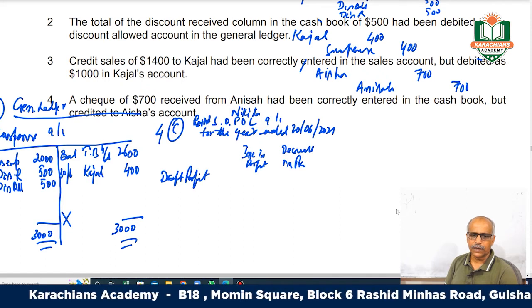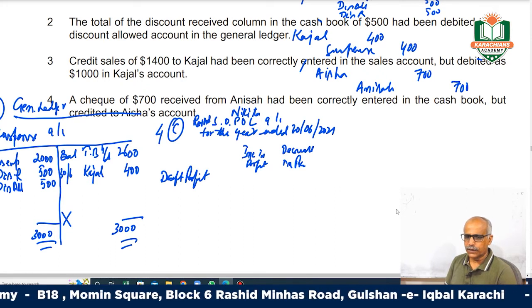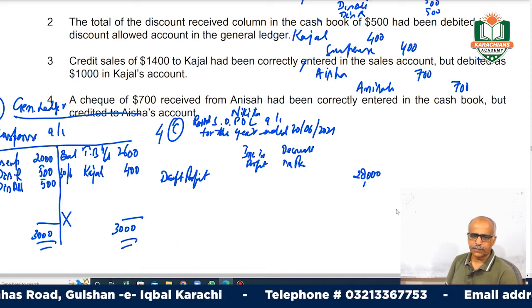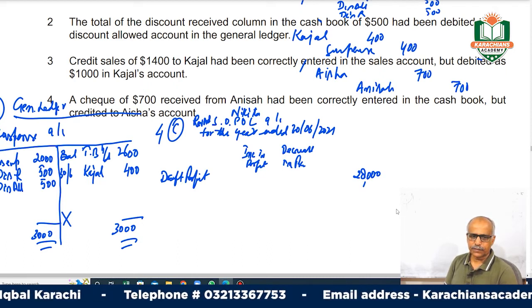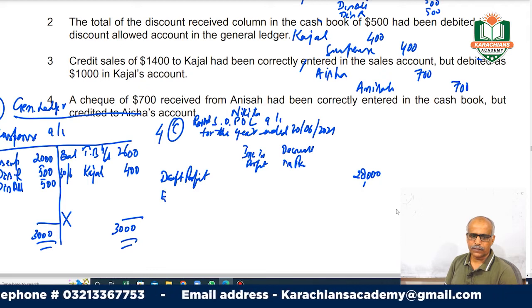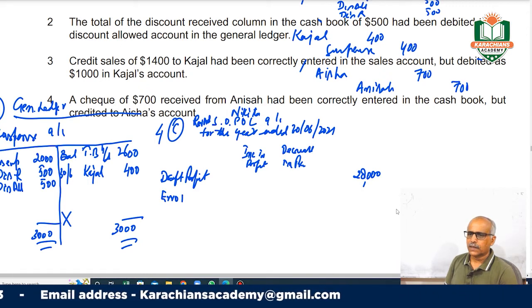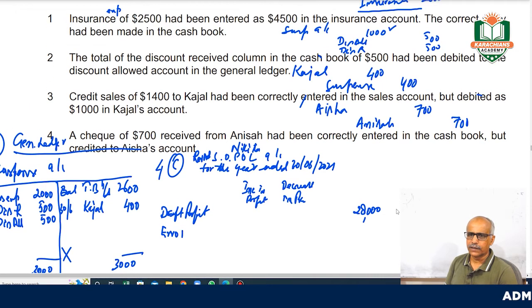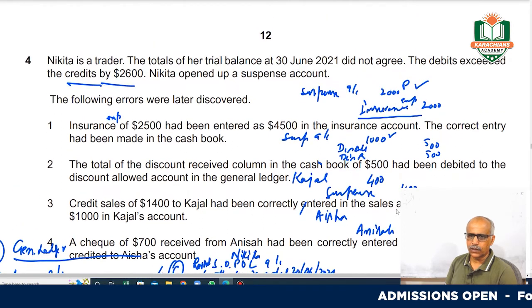They have given you a draft profit of 28,000, right? Now we will see error 1. Now first of all, see which one of the errors will affect the profit and loss account.